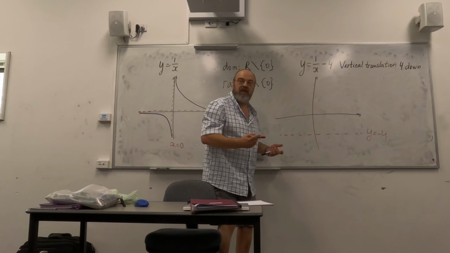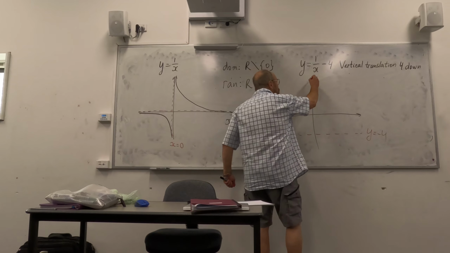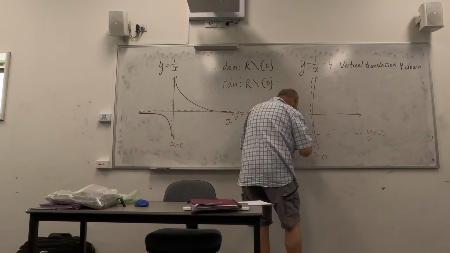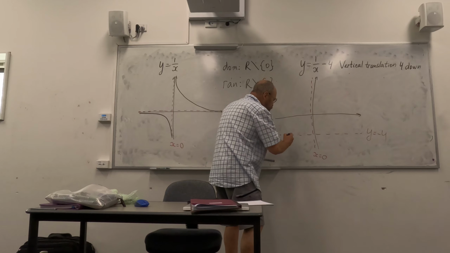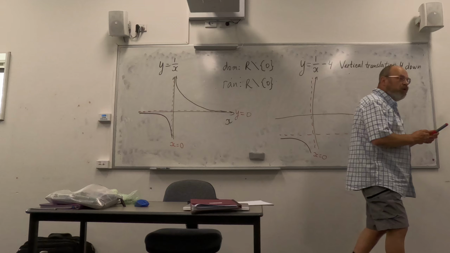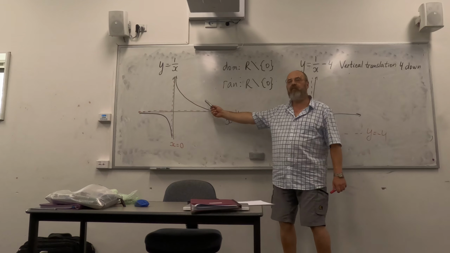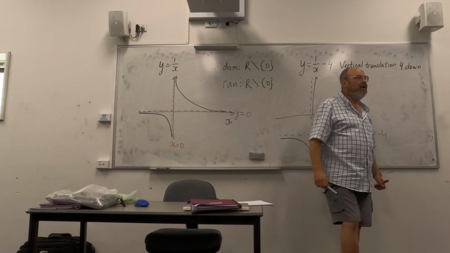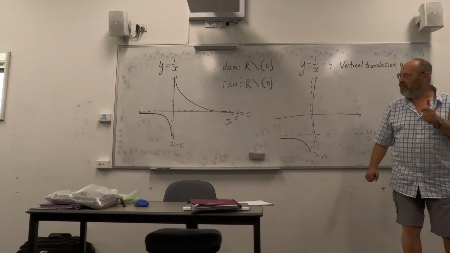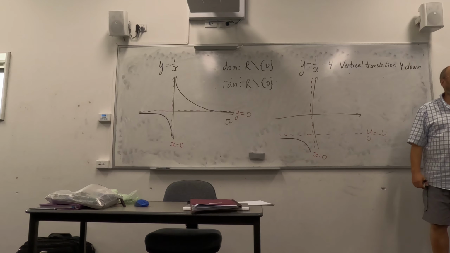But does the vertical asymptote change? No, x still cannot be 0, so the vertical asymptote is still x equals 0. And this branch we can sketch. To sketch the other branch, what do we need to find? We need to find the x-intercept.